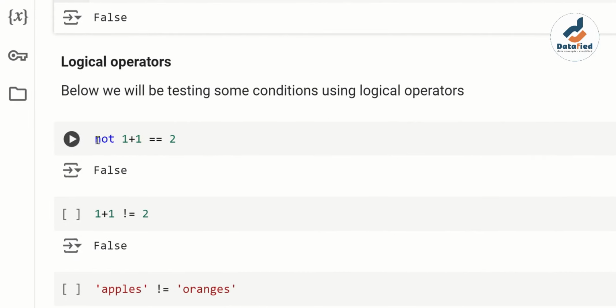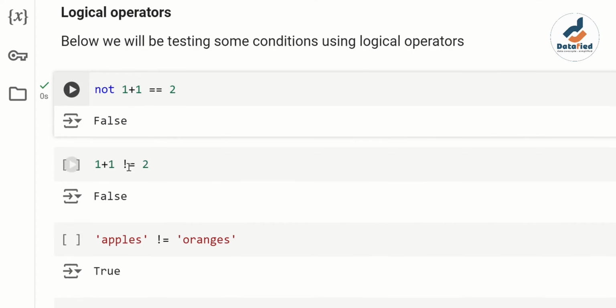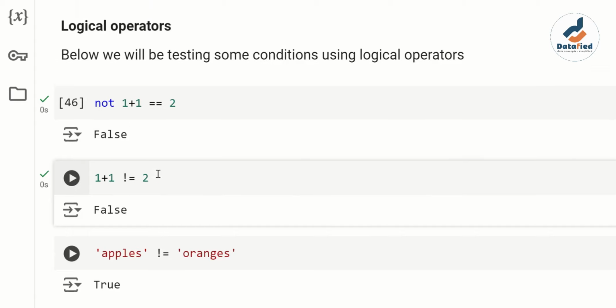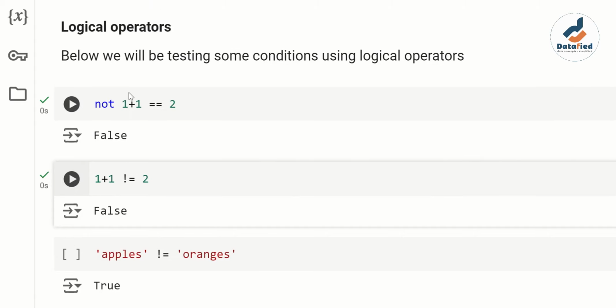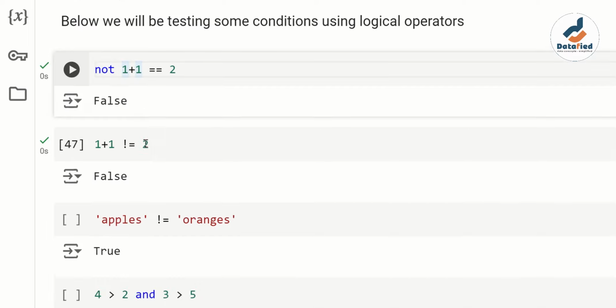Here I'm saying not 1 plus 1 equals 2, so it says false. Of course, not 1 plus 1 equals 2 is obviously false. Then I'm saying, is 1 plus 1 not equal to 2? This is also false, because 1 plus 1 is equal to 2. It is true that it is 1 plus 1, so when I say not 1 plus 1, it gives me the negation of 1 plus 1.